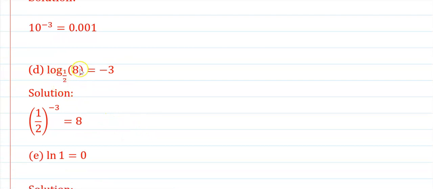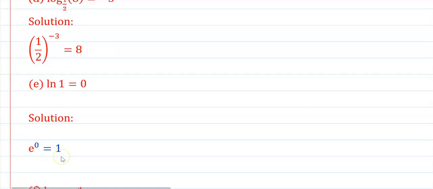Okay, next log of 8 to the base 1 upon 2, that is equals to -3. Again this will be converted. We will convert it to the exponential form. 1 upon 2 raised to -3, that is equals to 8. Next, natural log of 1, that is equals to 0. Okay, and again we will convert it.